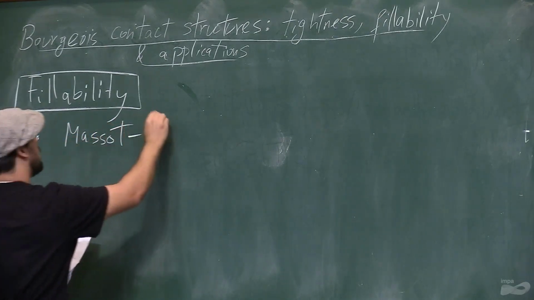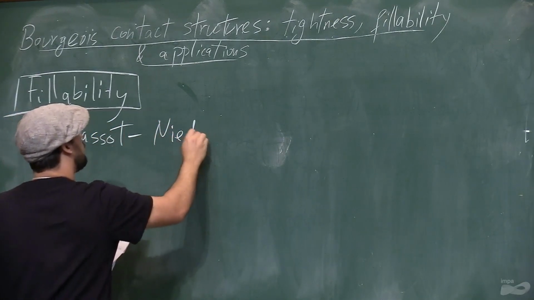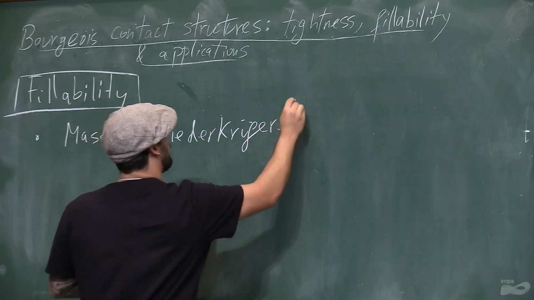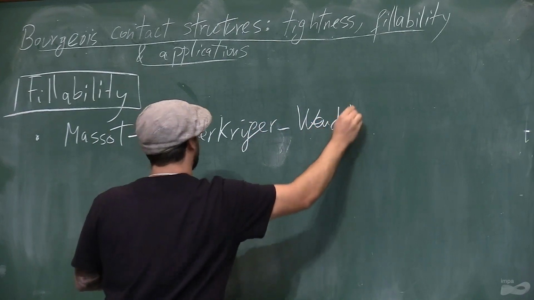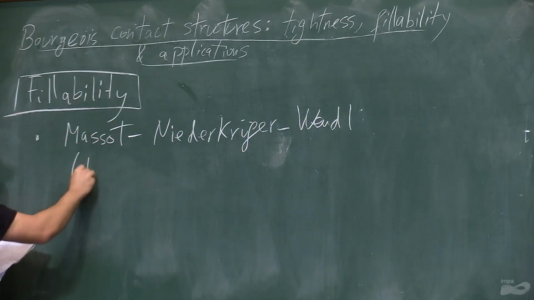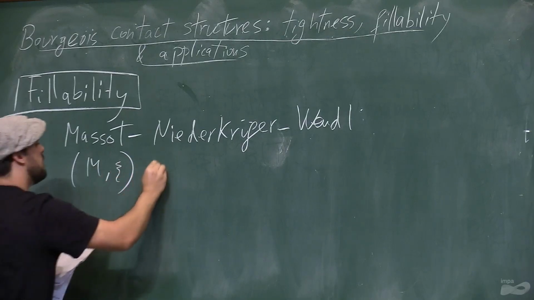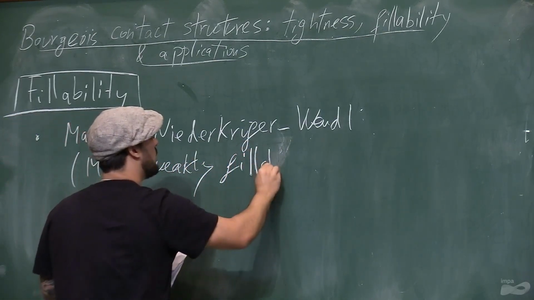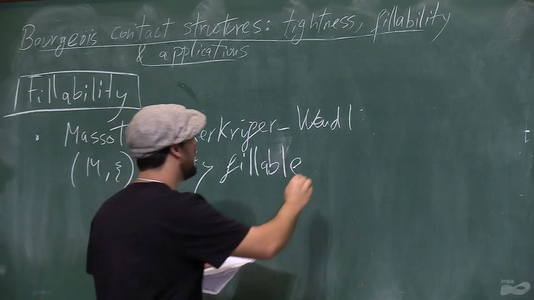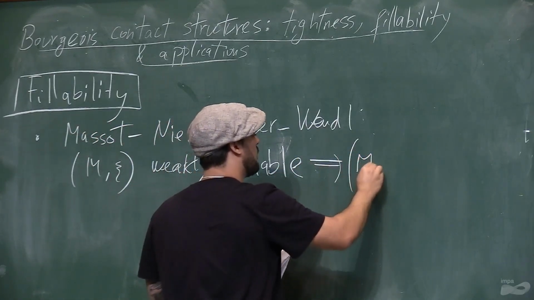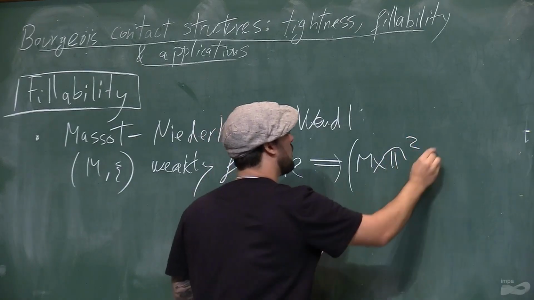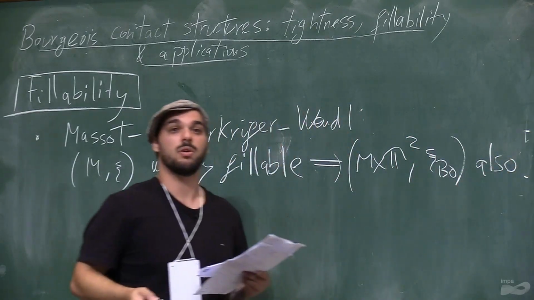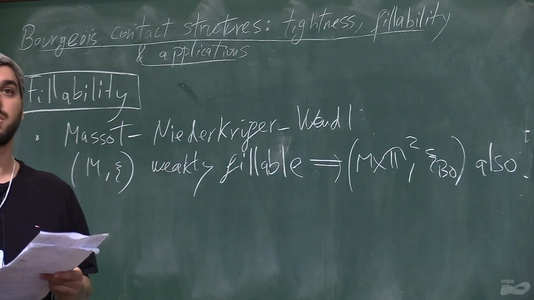We have Massot, Niederkrüger, and Wendl, which already tells us that if you start with some contact structure which is weakly fillable, then the associated Bourgeois contact structure is also weakly fillable, independent of the open book. So weak fillability is some property that stabilizes.